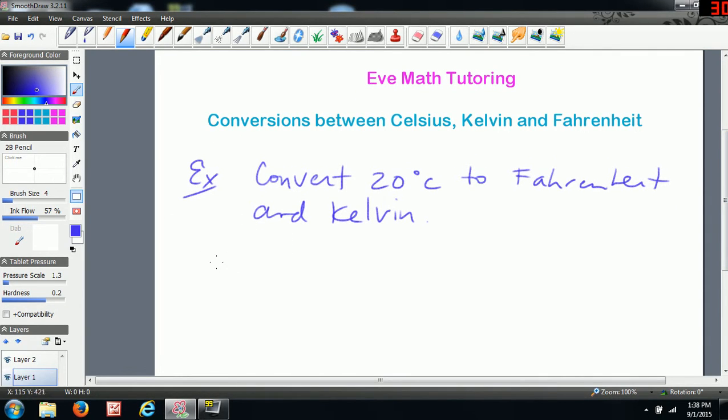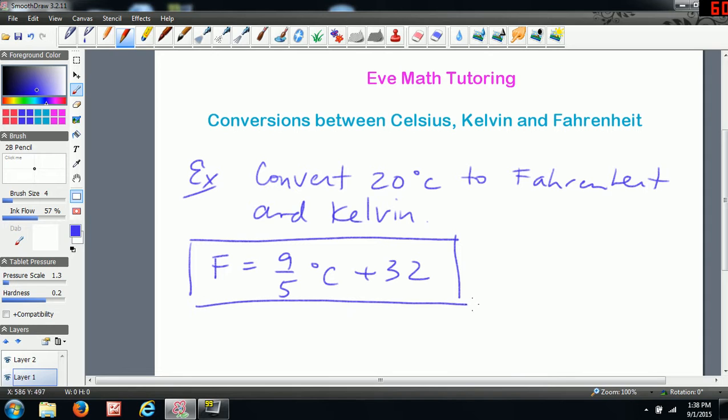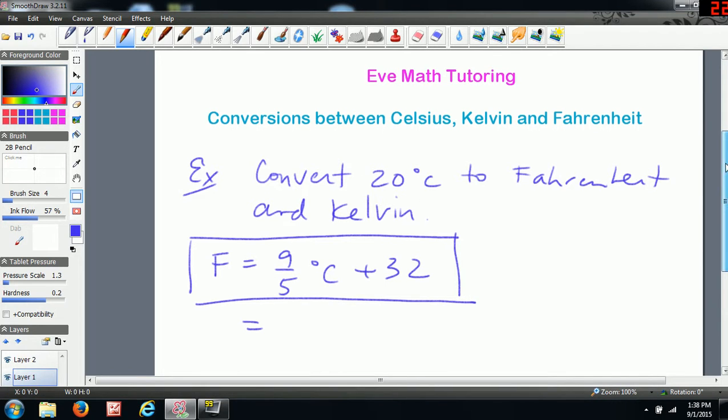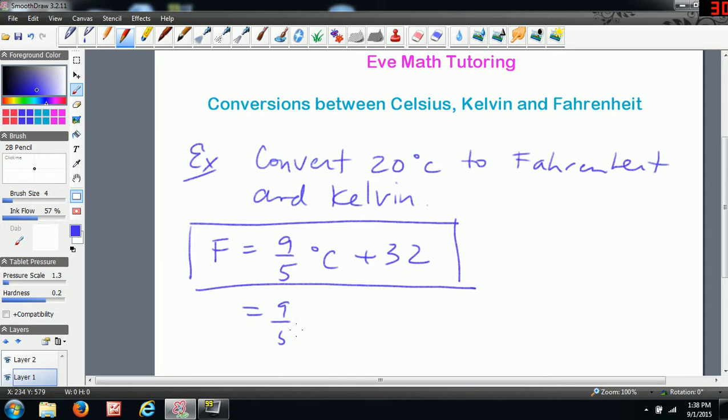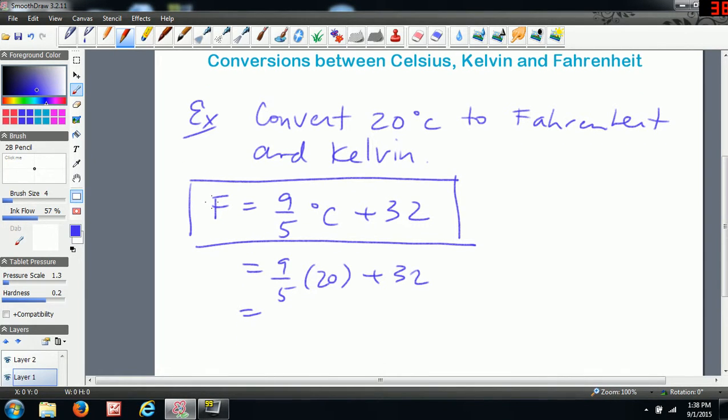So to do this, what you're going to do is write the equation down first. This is the equation for the conversion between Fahrenheit and Celsius. So once you have the equation, you can go ahead and plug in the value that's given to you in the question. So in this case, the value is 20. So we plug 20 into the Celsius. And then using the order of operations, which is BEDMAS, we would multiply, then divide, and then add. So the answer would be 68.